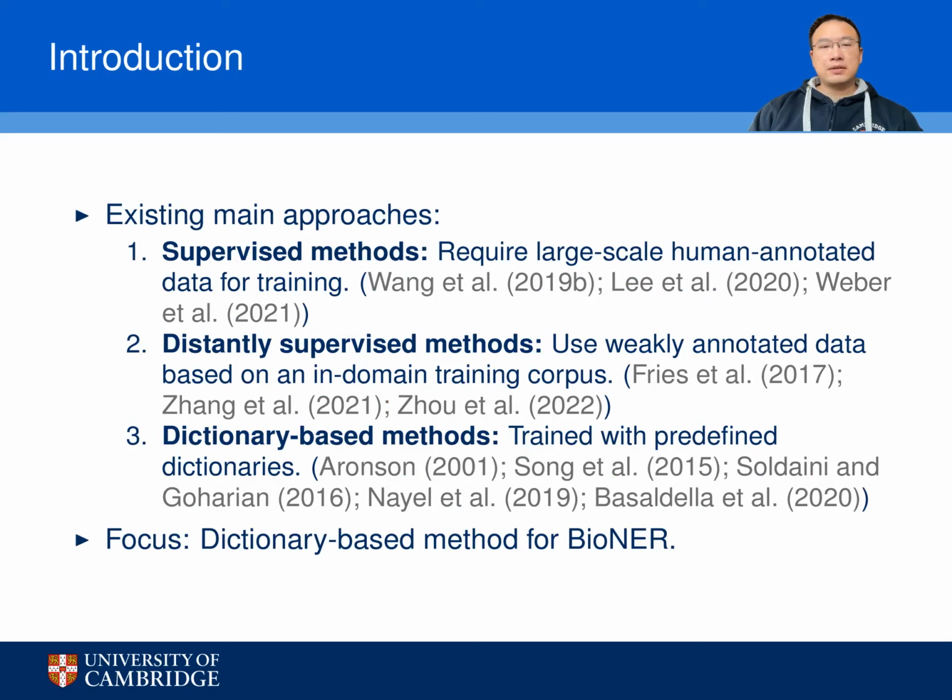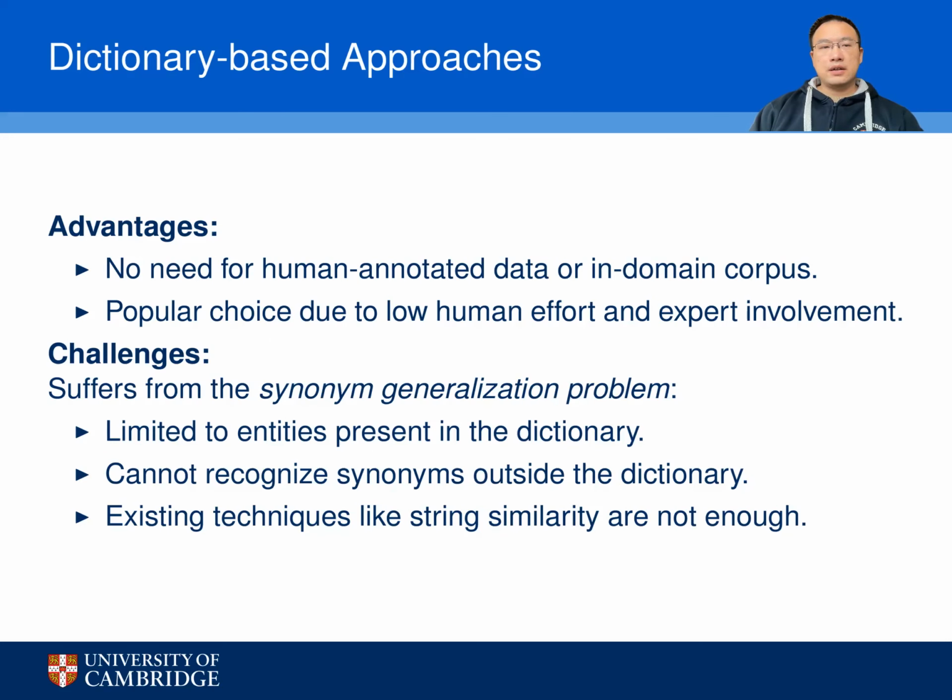The supervised method requires large-scale human-annotated data for training. The distant supervised method uses weakly annotated data based on an in-domain training corpus. The last one is the dictionary-based method. This method is only trained with predefined dictionaries and does not need any human annotation. So in this paper, we focus on the third method, the dictionary-based one.